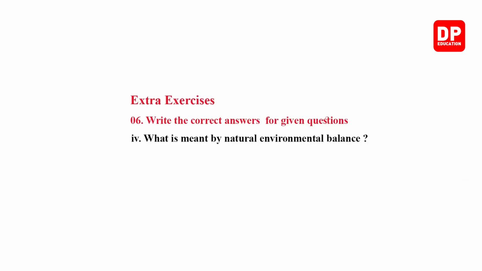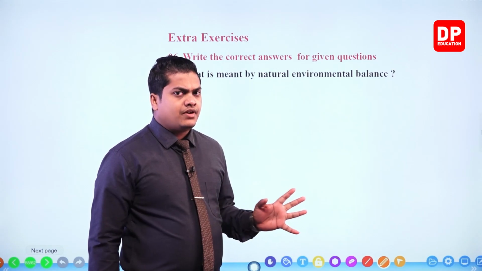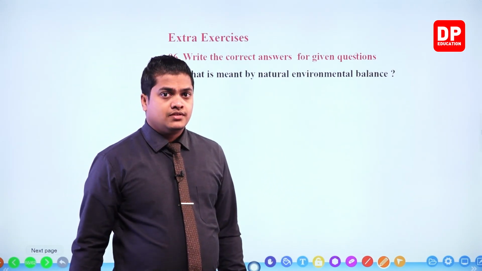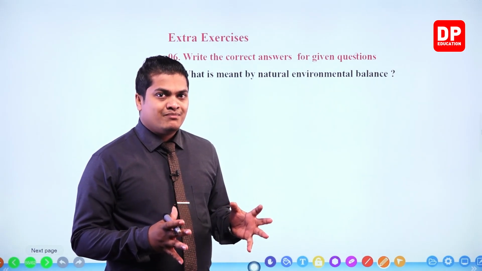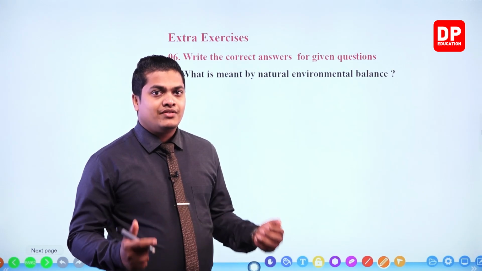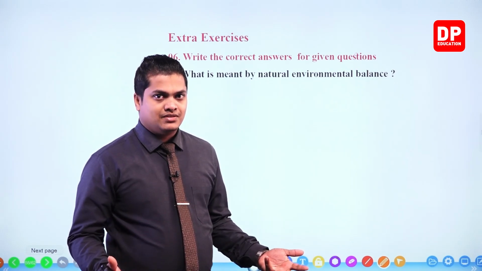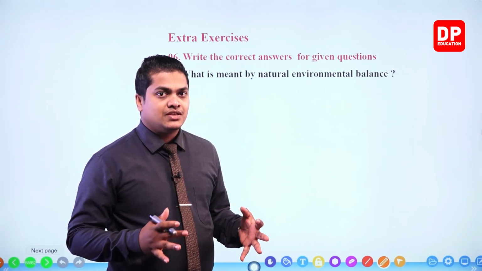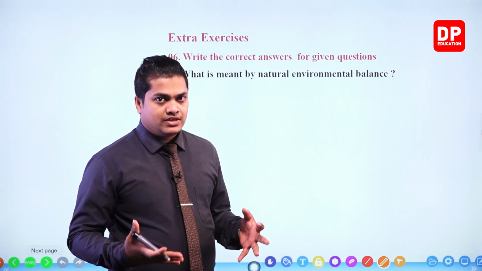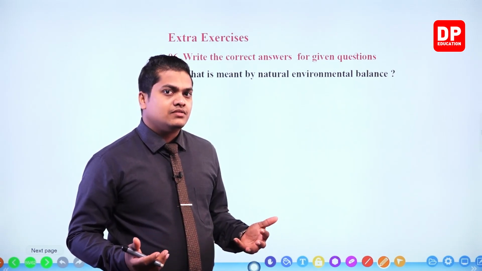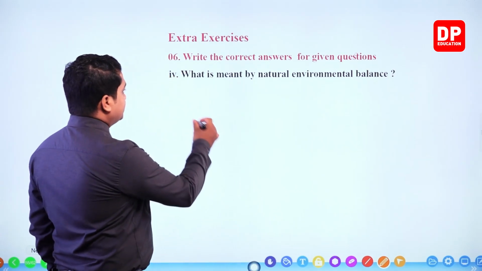What is meant by natural environmental balance? The balance between biotic and abiotic components in the natural environment. Very simple, right? So, the balance between biotic and abiotic components in a certain ecosystem or in a certain environment is called the natural environmental balance. So, we can write the answer.